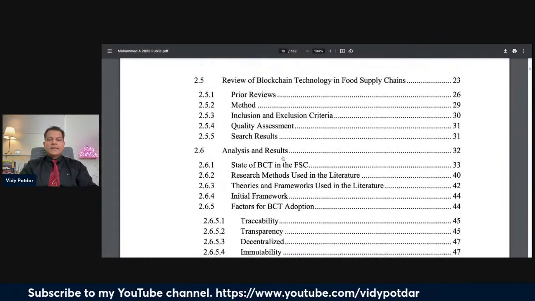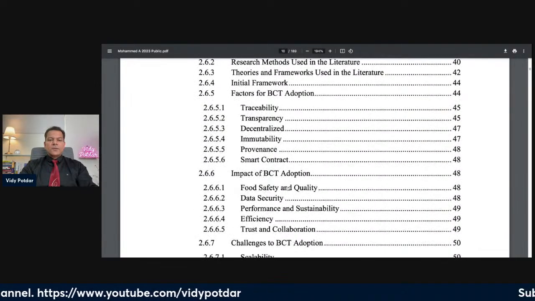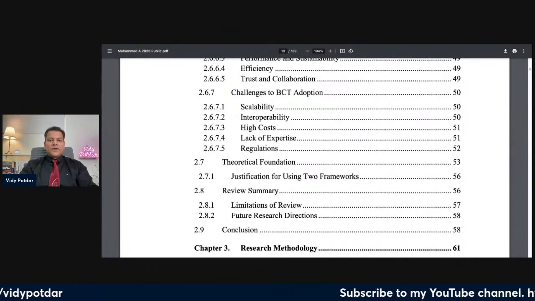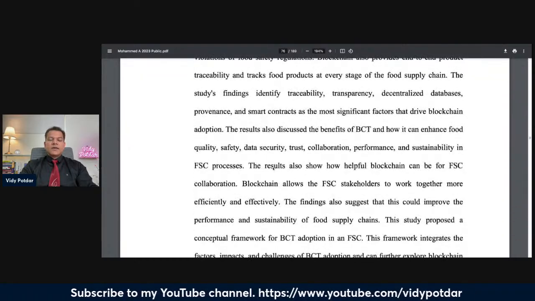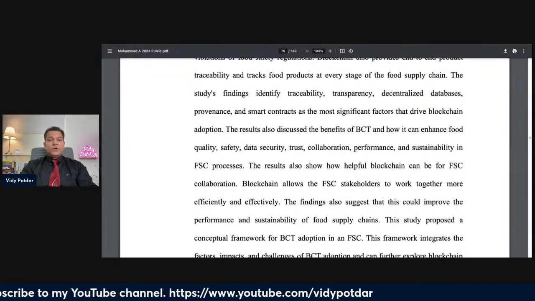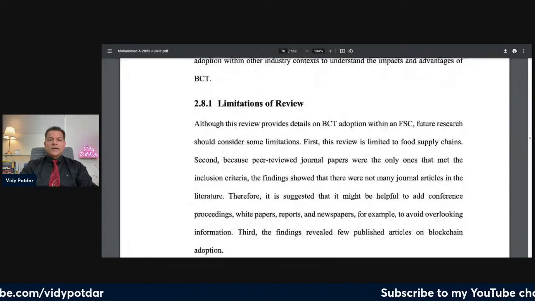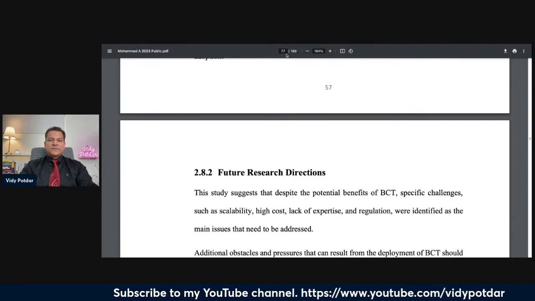So here you can see analysis of results is done based upon various things: impact of blockchain, challenges of blockchain, theoretical frameworks, limitations of the review, and review summary. The review summary would be something important for you to review when you are reading the thesis, because that will give you the overall finding of the literature.